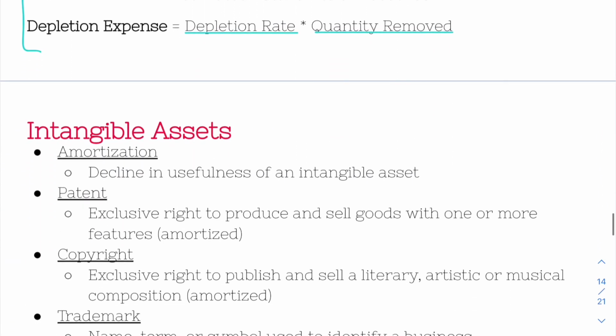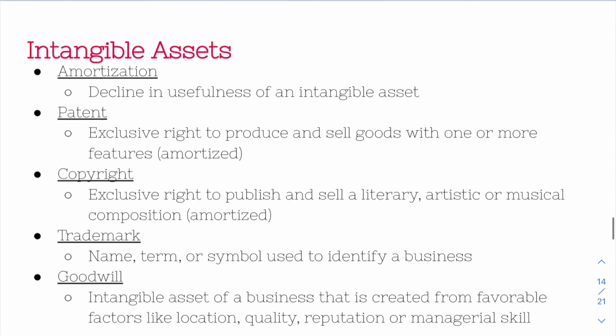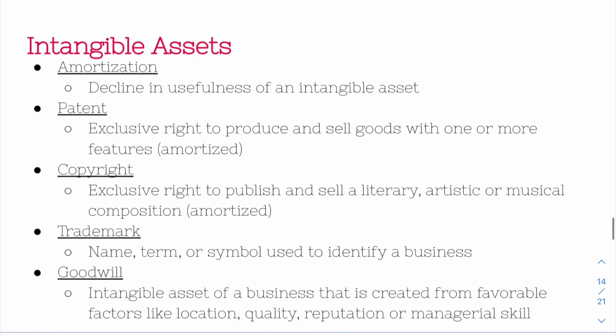And then finally, we talked about tangible assets so far. So equipment, machinery, natural resources. Now we're just going to talk about intangible assets. So these are also longer term assets, but they're just not physical ones. But they're still worth something, they're still assets, so we still have to treat them appropriately. So with intangible assets, we don't depreciate them, we amortize them. So amortization is the decline in usefulness of an intangible asset.